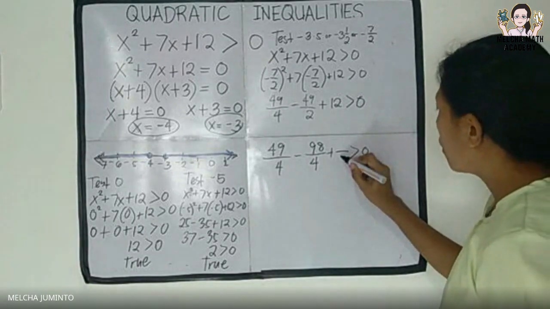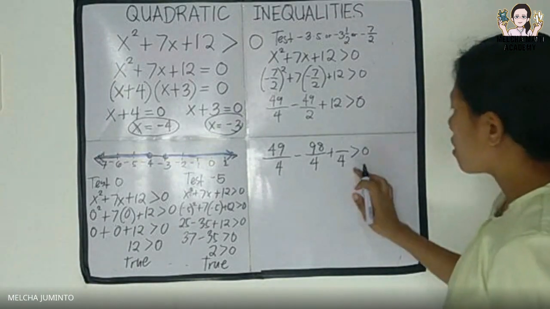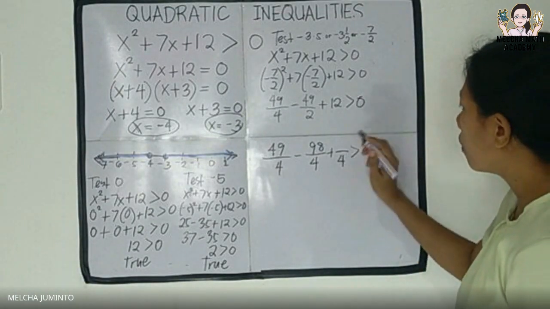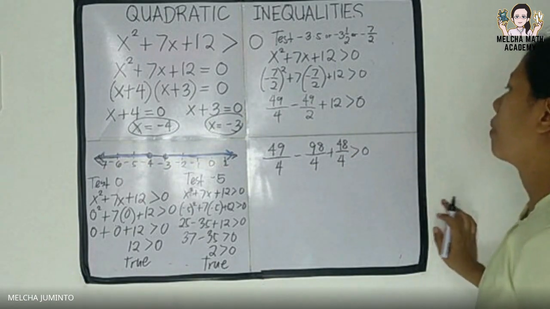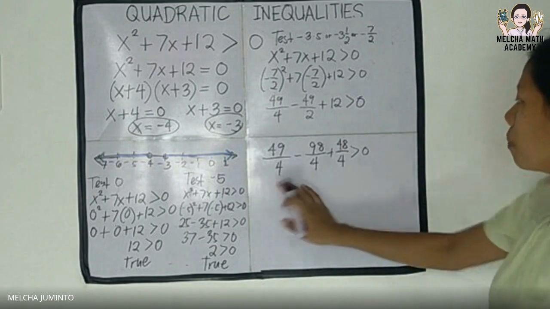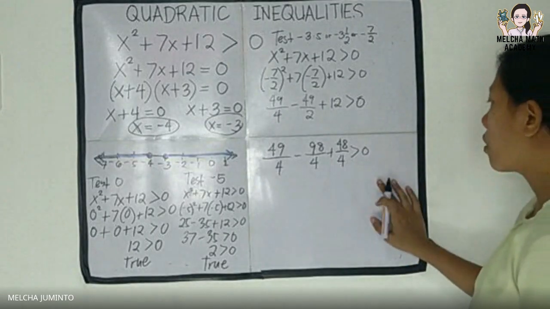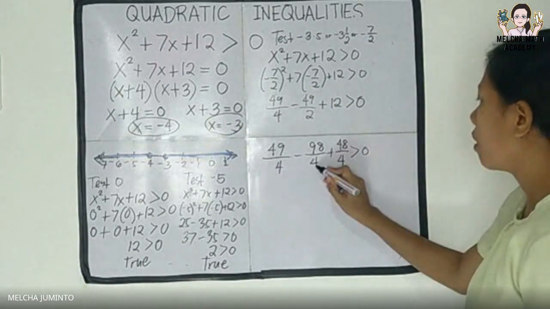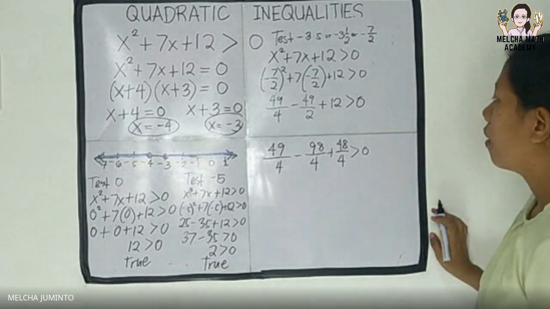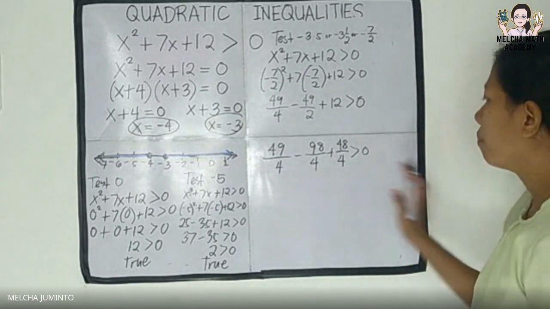12 can be written as 48 over 4, with 4 as the denominator. To get the numerator, just multiply 12 times 4. 12 times 4 is 48. At this point, we have three fractions which are all similar fractions containing the same denominator 4. Therefore, we can easily solve.